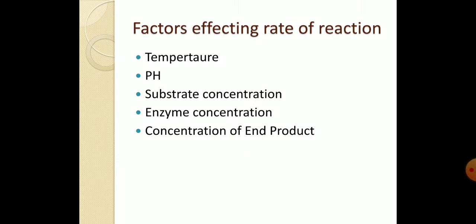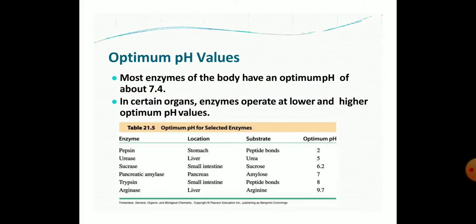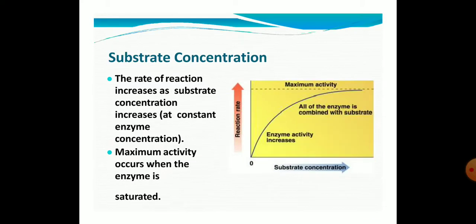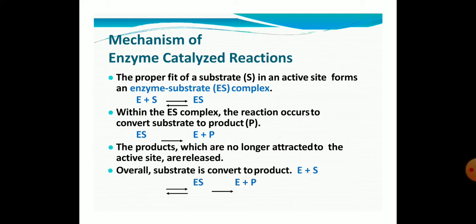And the temperature: the optimum temperature, usually 20 to 25 degrees Celsius, shows the maximum activity. If the temperature increases, the enzyme activity will decrease, and the concentration of the end product will also affect the enzymatic activity. Substrate concentration I already told.